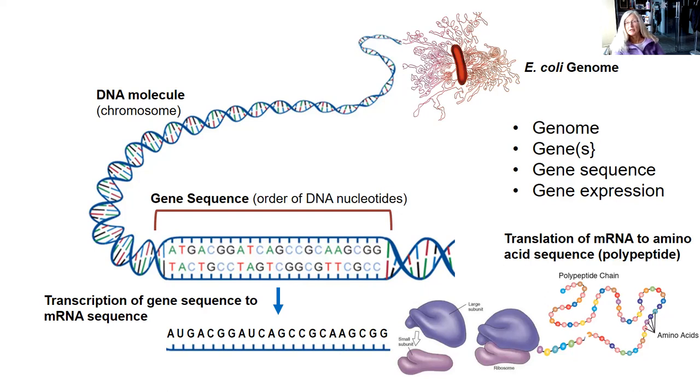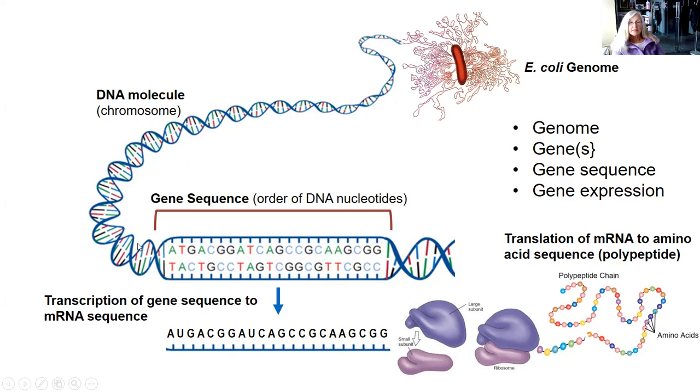Like, for example, our cells contain how many different chromosomes? We have 46 chromosomes, 23 pairs of chromosomes, all of which are DNA molecules, gigantic DNA molecules in a molecular sense. So this represents a chromosome. The DNA molecule itself is the chromosome of E. coli, which holds its genome.